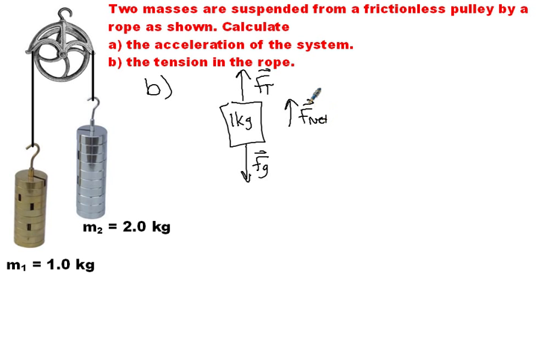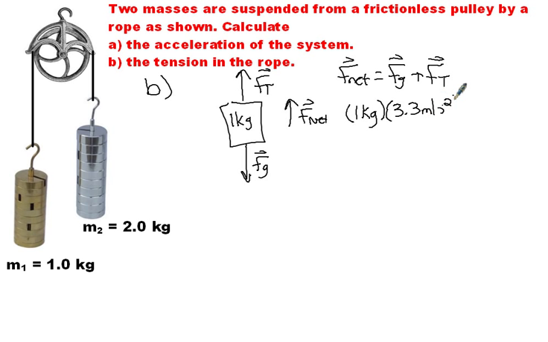So again, I can do my net force statement. Net force is force of gravity plus the force of tension. Now, what am I going to put in place of the net force? Well, it's still a mass times acceleration. 1 kilogram is my mass. And remember, my net acceleration from the last part of the problem was 3.3 meters per second squared.